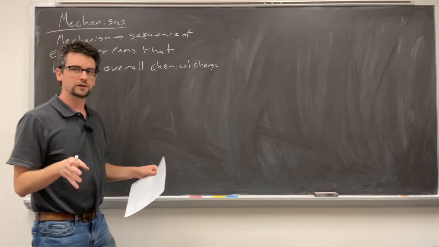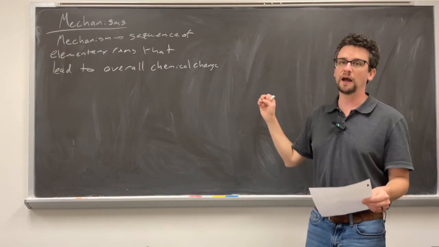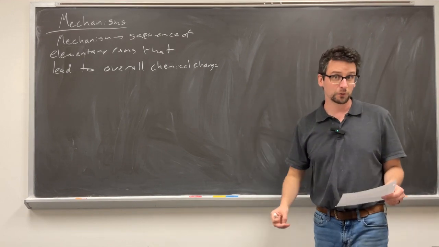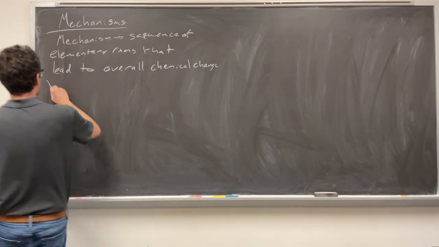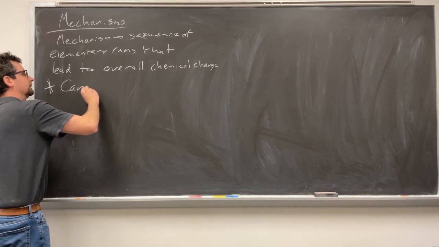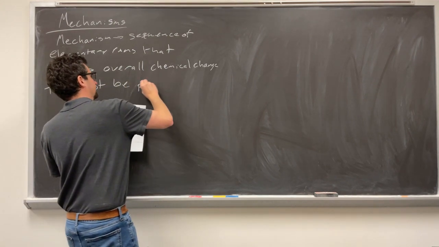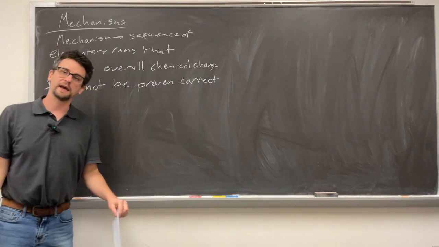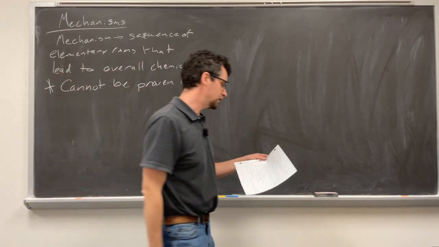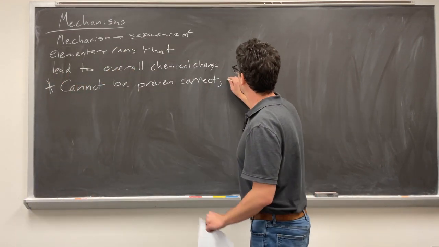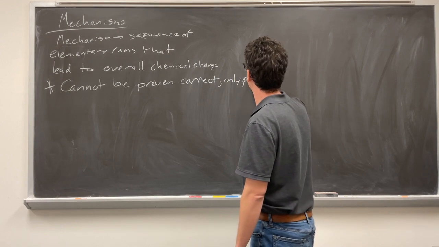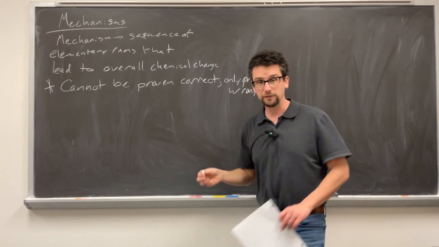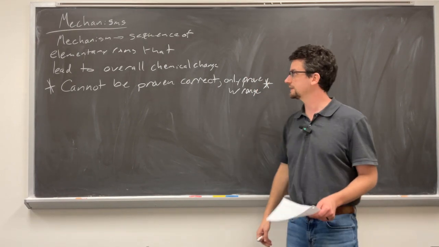Mechanisms are often used to explain these changes. However, you can't ever truly prove that a mechanism exists. You can disprove mechanisms, though. So, cannot be proven. The reason for that is we'd have to be able to isolate a transition state, but we can only prove them wrong. That might change in the future if we have a way to measure those transition states.